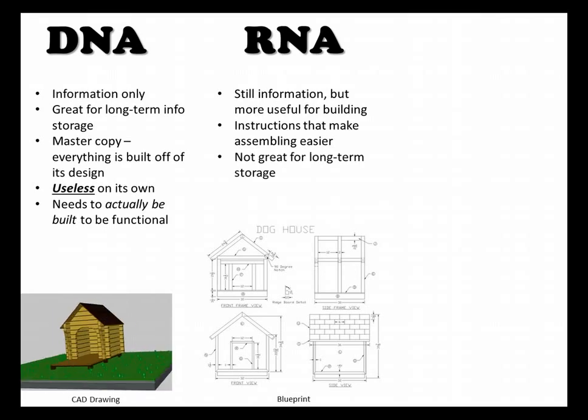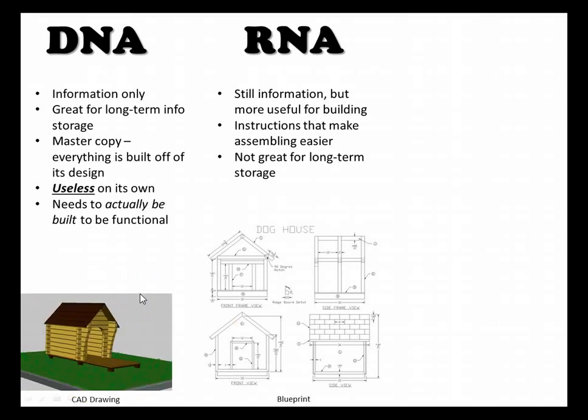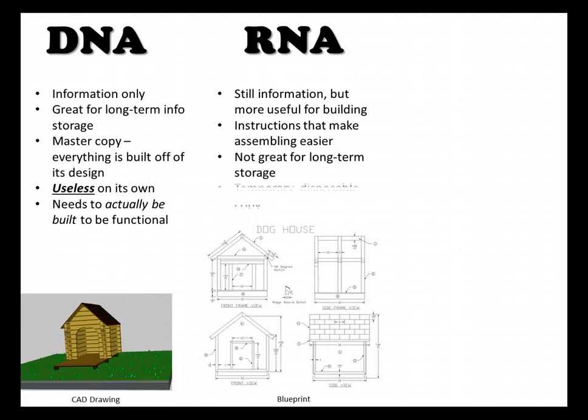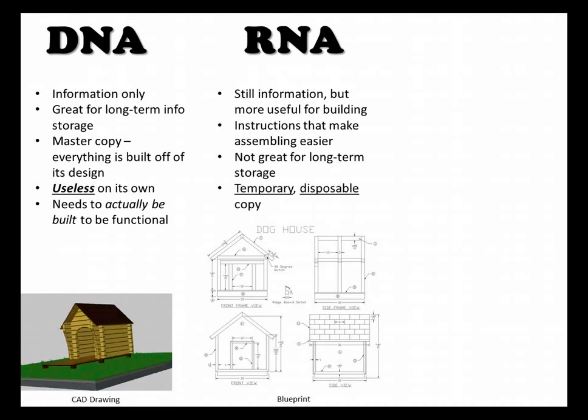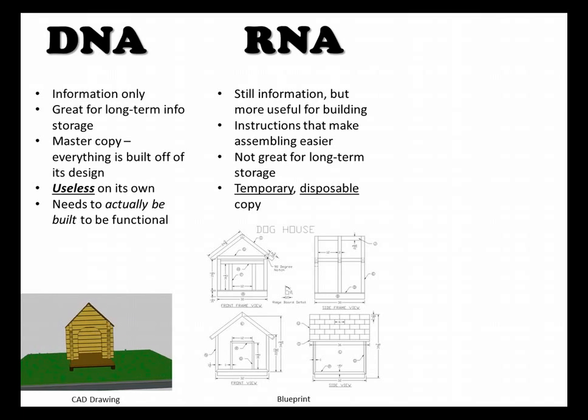However, you don't want to do long-term storage. You don't want to have a whole bunch of blueprints laying around. It's a lot easier to have something like a computer file right here. That'd be a lot easier for sharing and passing around rather than having to deal with a blueprint. RNA, or this blueprint, is a temporary disposable copy. I don't need it long term, but I definitely need it to build things.